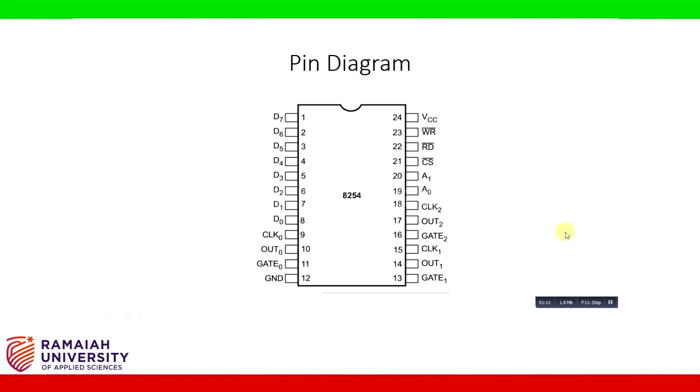Pin 19 and 20, that is A0 and A1, are used to select any respective timer or counter. Pin number 21 is the chip select bit. Pin number 22 is the read pin. Pin number 23 is write pin. Pin number 24 and 12 are VCC and ground respectively.